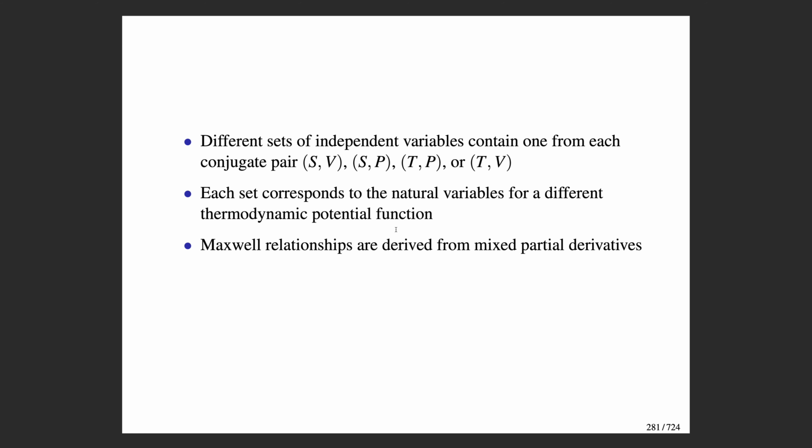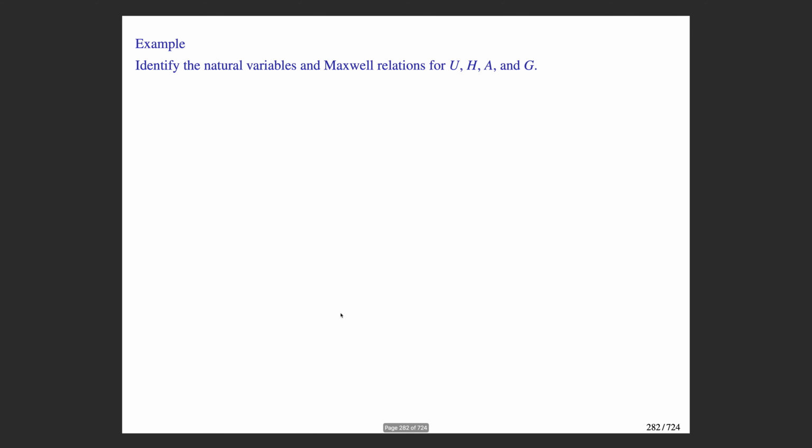What we're going to be doing is playing around with these natural variables. I'm going to show you some relationships, and then from those we can derive additional relationships, which are known as the Maxwell relationships, that come from mixed partial derivatives, and I'll show you what I mean. And these can be useful in different applications. So let's get started here.